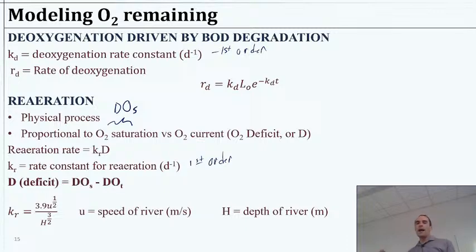So this is going to be high for a waterfall. It's going to be a rather large rate constant for a waterfall, compared to a slow-moving bayou that's really deep, let's say, which is going to be a very small number, right? Because it's going to depend on those different interactions.